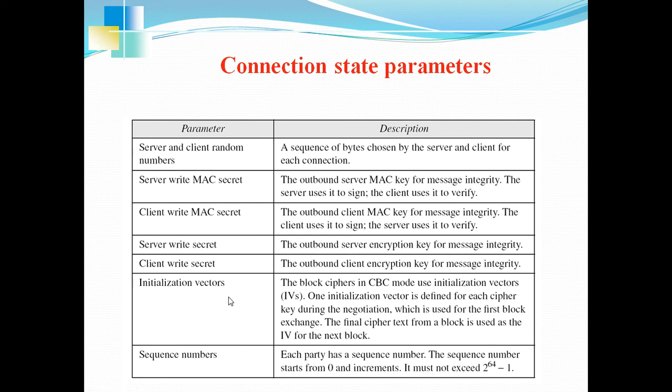Initialization vector. What kind of ciphers are we going to use here generally? There are different block ciphers. Cipher block chaining mode, CBC, means it uses some initialization vector. This initialization vector is defined for each cipher key during the negotiation. Okay, like a block exchange.